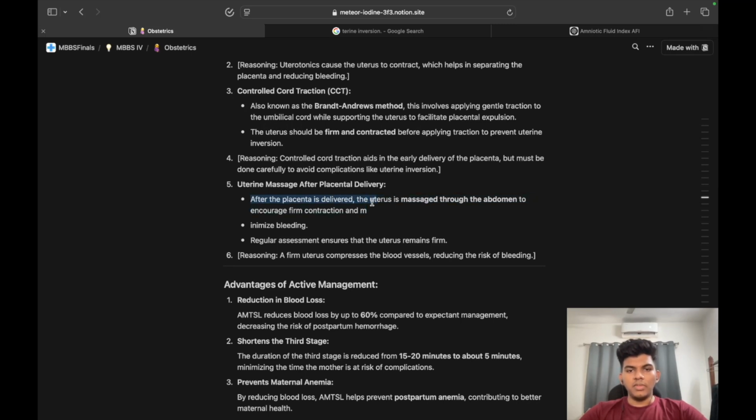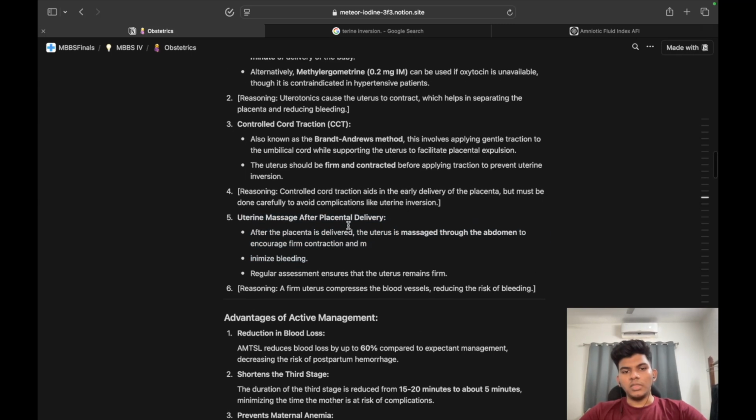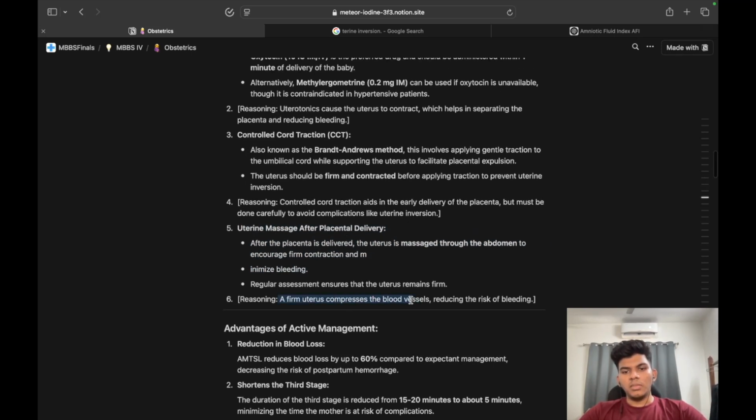After the placenta is delivered, the uterus is massaged through the abdomen to encourage firm contraction and minimize bleeding. Regular assessment ensures the uterus remains firm. So uterine massage is the third component. Reasoning: a firm uterus compresses the blood vessels, reducing the risk of bleeding.